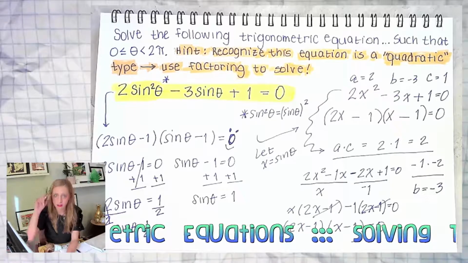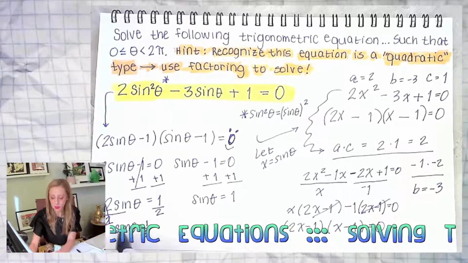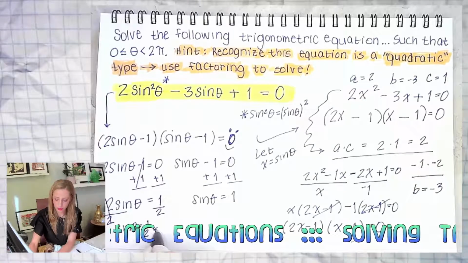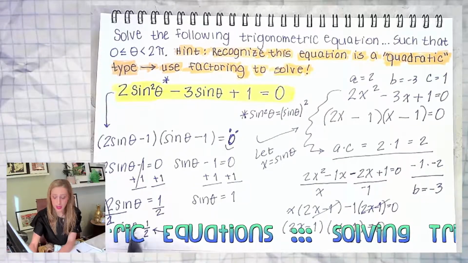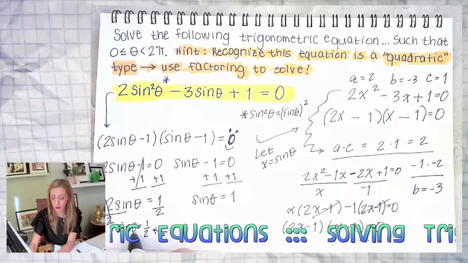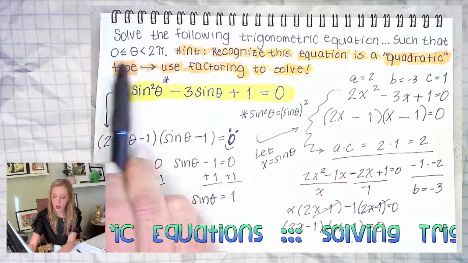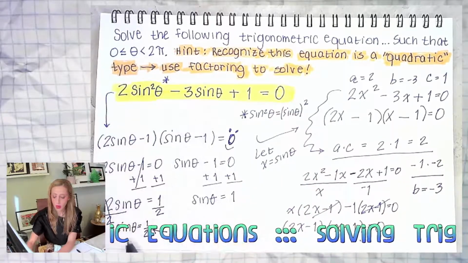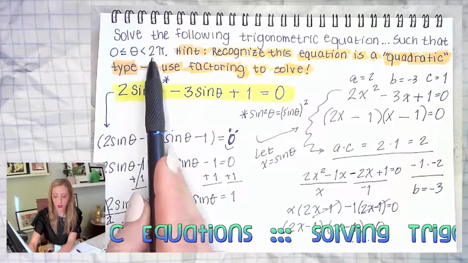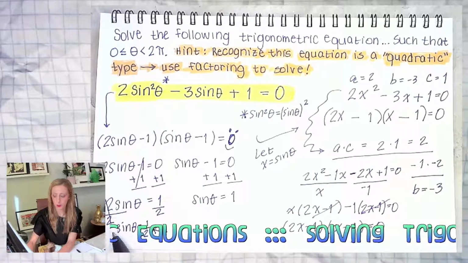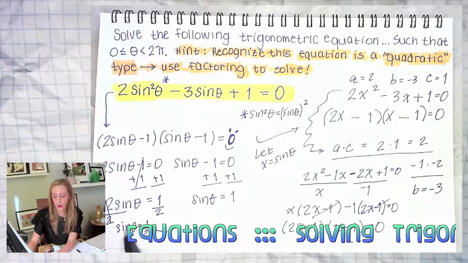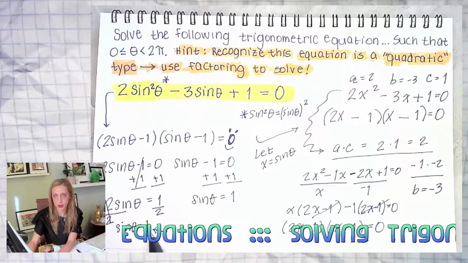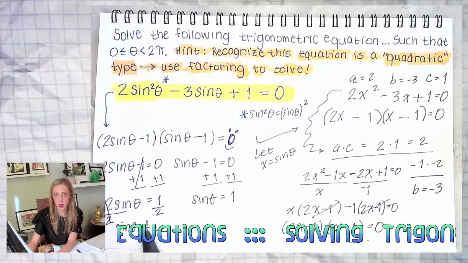Where will you have it? In your brain. Now, how do you ask yourself this question? You ask yourself the sine of what angle or angles between 0 and 2 pi, the sine of which angles between 0 and 2 pi are equal to 1/2, or the y value of which ordered pairs on the unit circle equal 1/2.